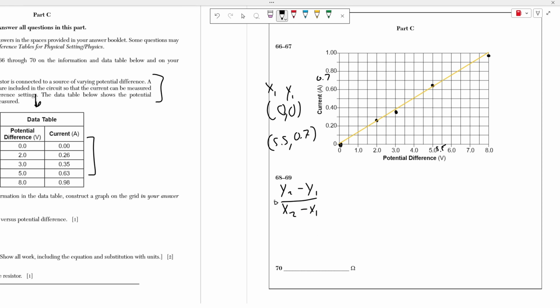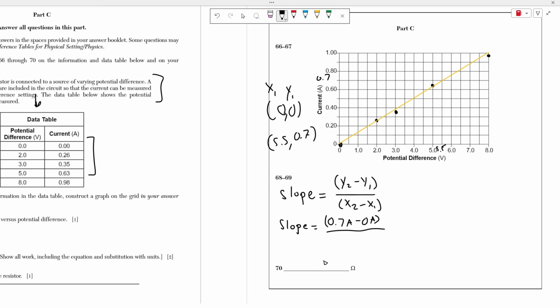So we can say that the second point that we're going to use is 5.5, comma 0.7. Okay, so if I want to calculate the slope, I can say that the slope is equal to, always say what it's equal to, y2 minus y1, remember y always goes on top, divided by x2 minus x1, x going on the bottom. So now the slope is equal to y2, which is 0.7 amps minus 0 amps, okay, divided by x2, which is 5.5 volts minus 0 volts.